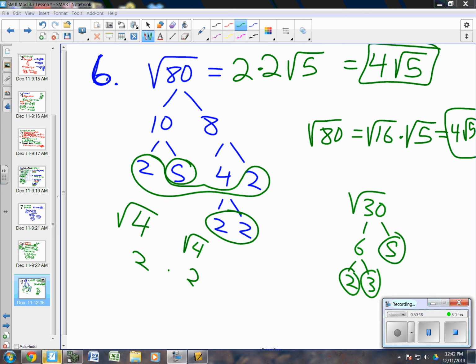So in order to simplify it, you have to have 2 prime factors that are the same. See, these are all by themselves. There's none that are the same. They have to be either 2 2s, 2 3s, or 2 5s.